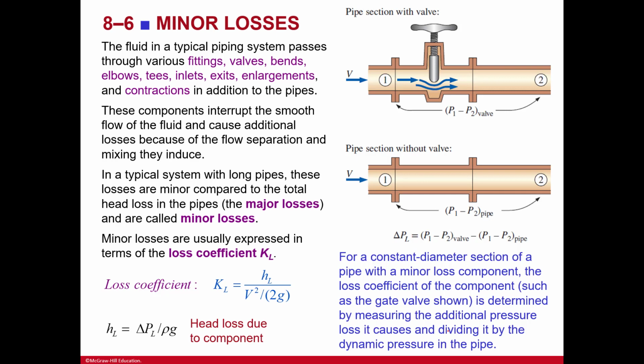In a typical system with long pipes, these losses are minor compared to the total head loss in the pipes, which are the major losses, and they are called minor losses. Minor losses are usually expressed in terms of a loss coefficient, which is KL, and here's the formula here. And then you do have head loss due to component.